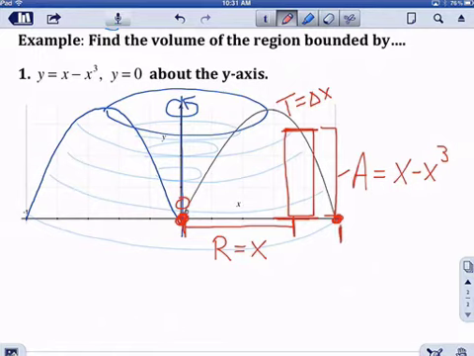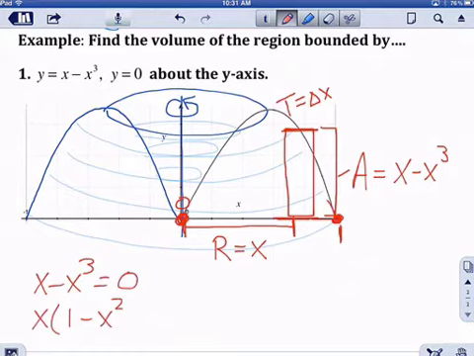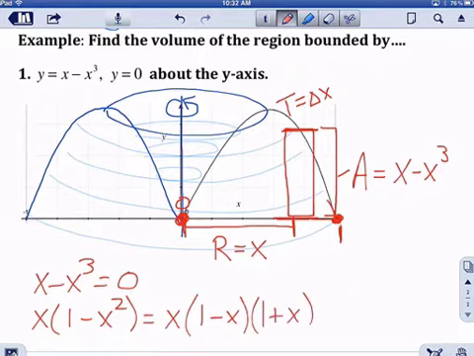Okay, so you can just set this equal to x minus x cubed. Where does that equal 0? Because that's where the two functions intersect. If we factor this, we get x times (1 minus x squared), which also equals x times (1 minus x) times (1 plus x). Where that equals 0 would be at 0, 1, or negative 1, and we can see the 1 right there.